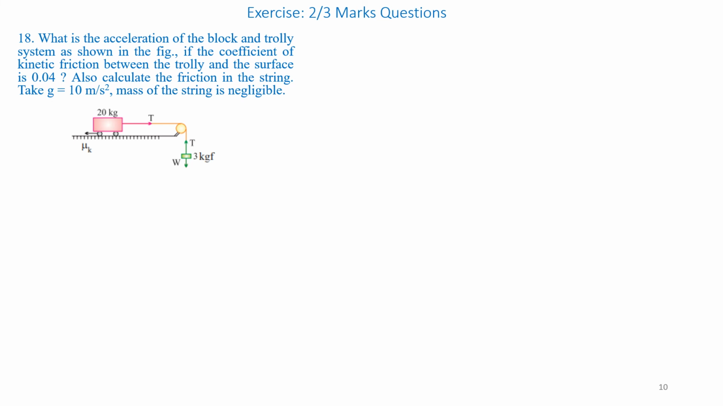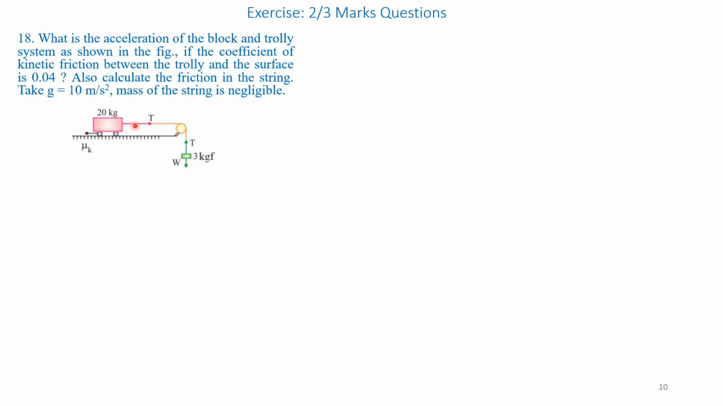Next question. What is the acceleration of the block and trolley system as shown in the figure? If the coefficient of kinetic friction between the trolley and the surface is 0.04, also calculate the tension in the string. Take g equal to 10 meters per second square. Mass of string is negligible. Please see the figure. Here the trolley weighs 20 kg and the block weighs 3 kg.